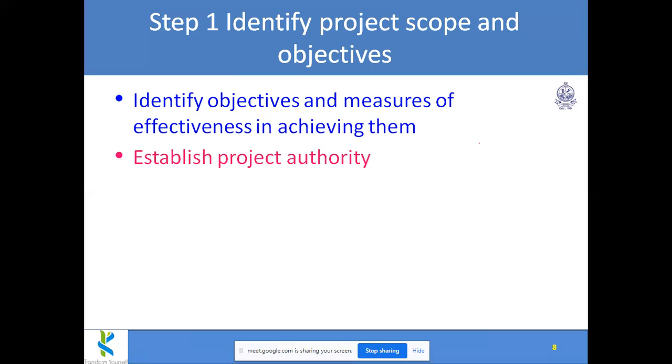Then we have to establish one project authority. This authority may be a single person or a team of people who will finally validate, yes, this is the project that has been expected, that has been asked to be developed. If it is a single authority, obviously it is the customer who has given the project. If a team, we can form a team like the project manager and one person from the customer side, because this is a very important step.